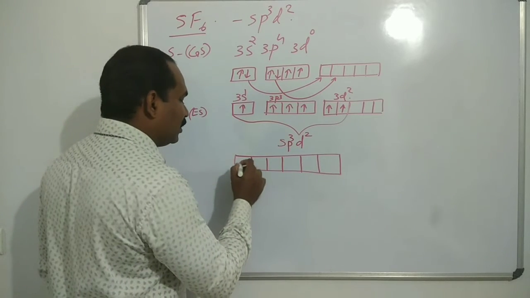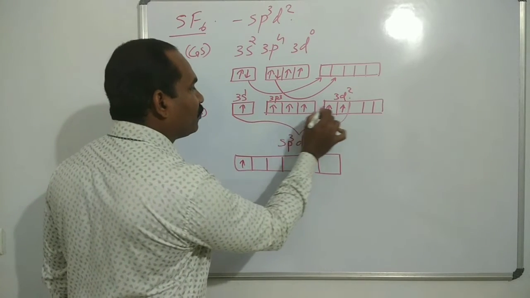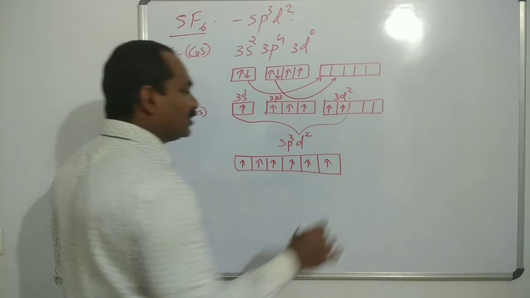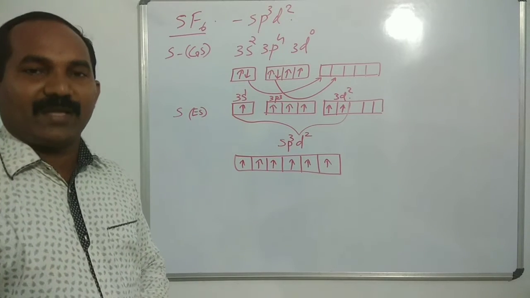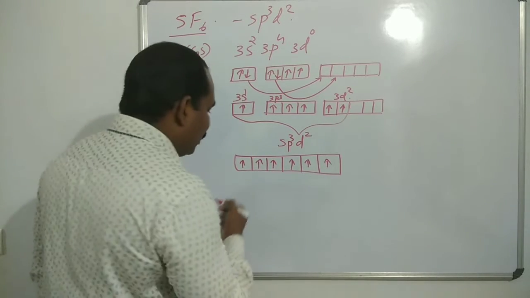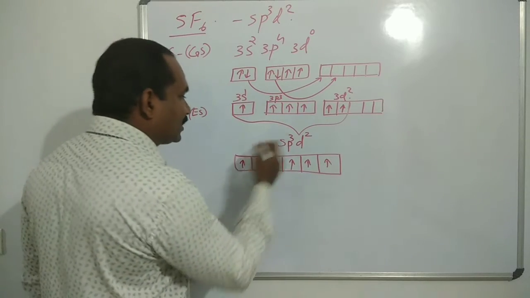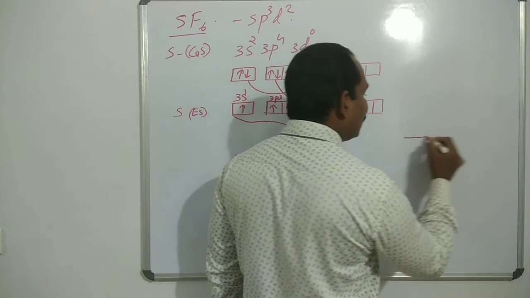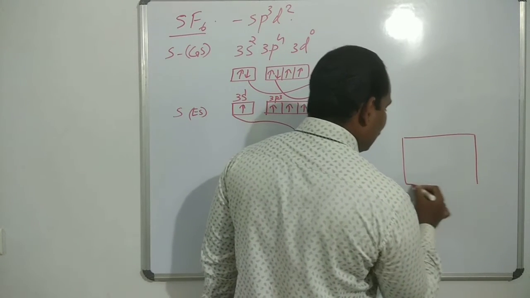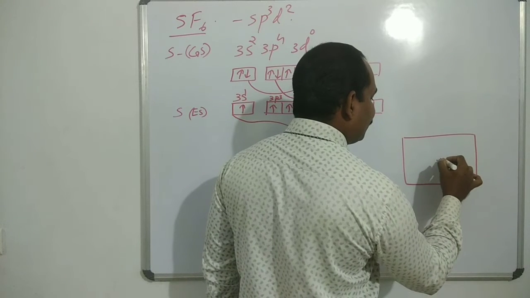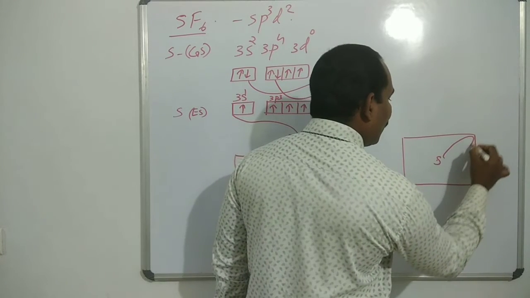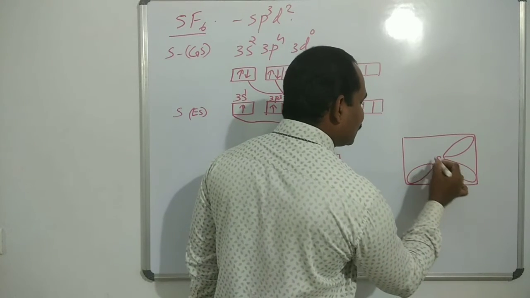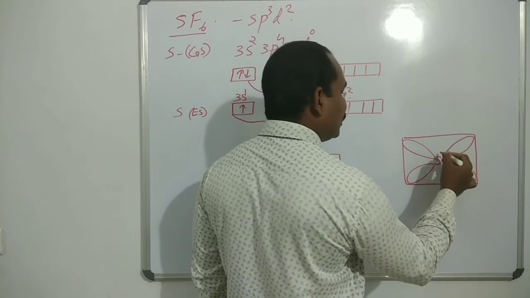You remember that. How many electrons? 1, 2, 3, 4, 5, 6. So 6 electrons are present in the sp3d2 hybridized orbitals. Then how are the 6 orbitals oriented? They are oriented in the coordinates of an octahedron. Sulfur: one sp3d2, another sp3d2, another sp3d2, another sp3d2.